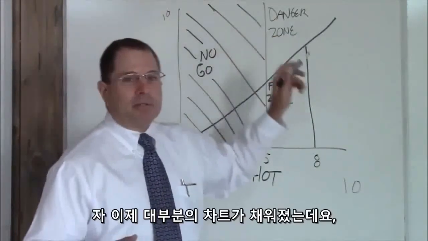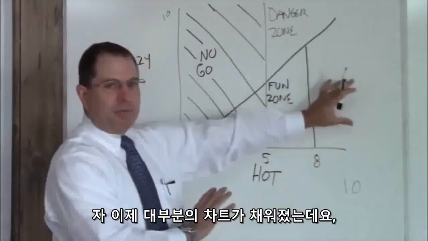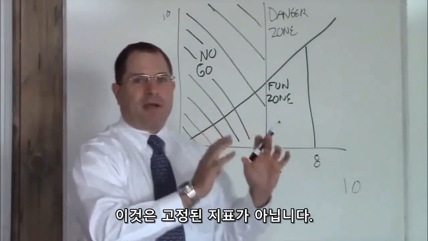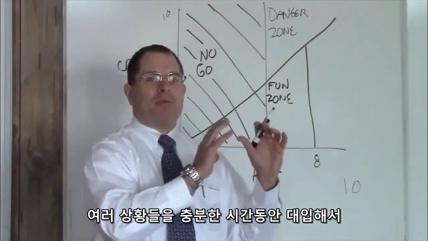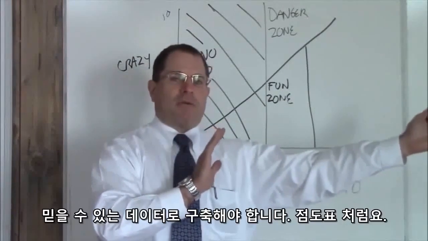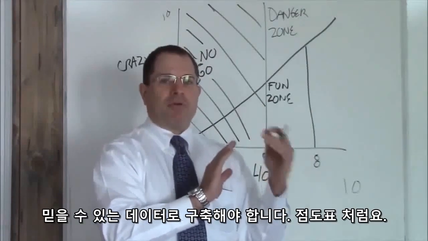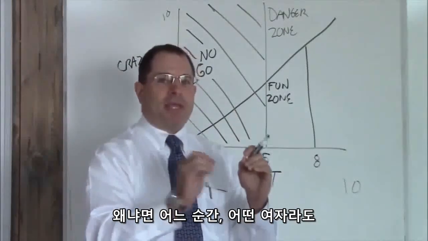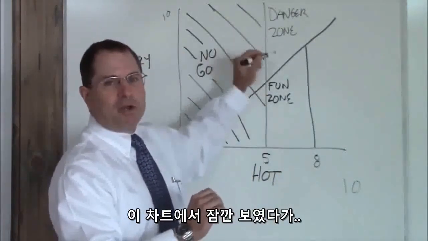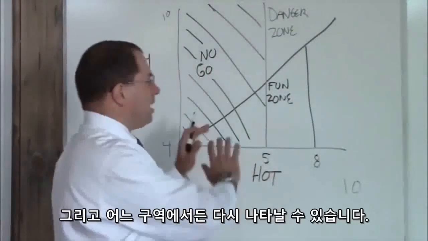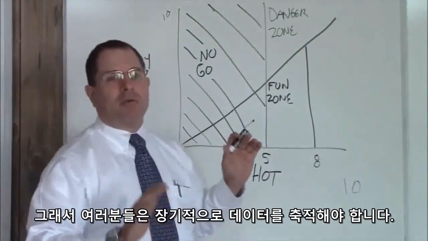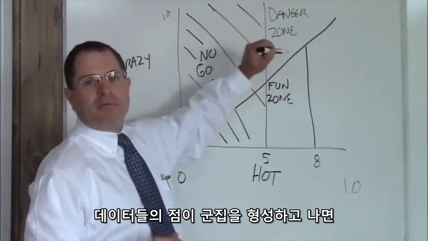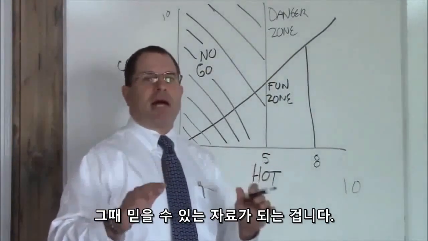Now that we have some of the chart filled in, we got a couple more pieces to put in. But at this point, understand something. This is not a static environment. This is a situation where you have got to use this matrix over time to develop some reliable data. It's like a dope chart, okay? Because at any moment in time, any woman that you have previously located on this chart can vanish from that location and appear anywhere else on the chart. So what you have to do is over time collect some data. And once you have a cluster of data points, you can begin to consider that reliable.